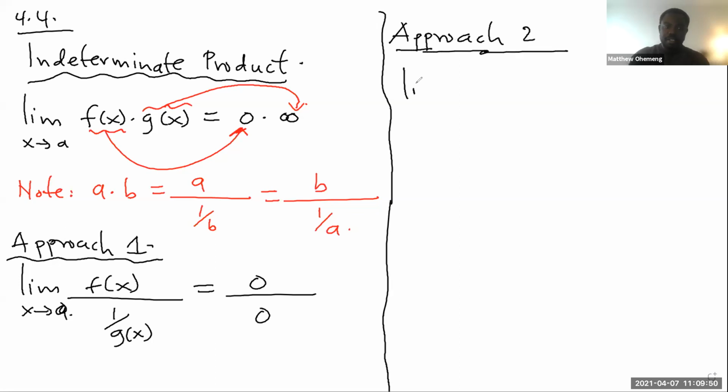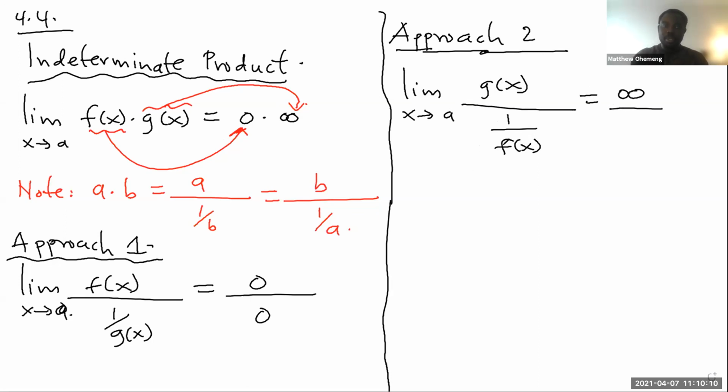Right, we could have left the g of x also on top. So this is the same as g of x on top here, and then all over 1 over f of x. Now, when we write it in this form, what are we getting? Well, we know that the limit as x approaches a of g of x is infinity. So that means the top is some kind of infinity. Now, what about the denominator? The denominator is 1 over 0.